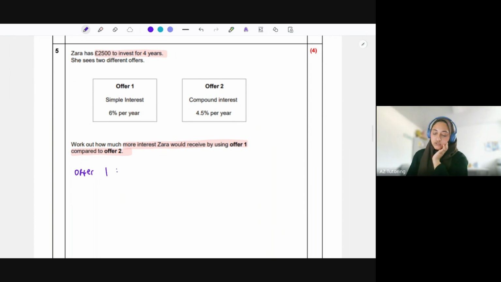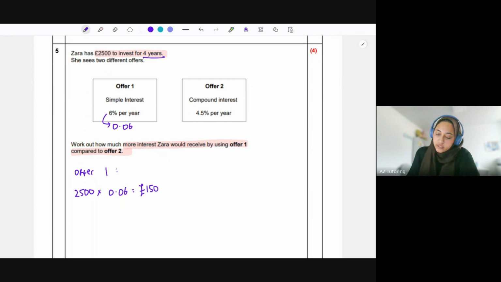So it's simple interest of 6% per year. So our multiplier is 0.06. So we are going to work out what's 6% of £2,500. So 6% of 2,500 is £150. So that means in 1 year, she's getting £150 interest from offer 1.